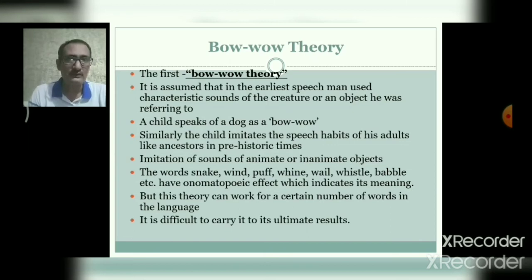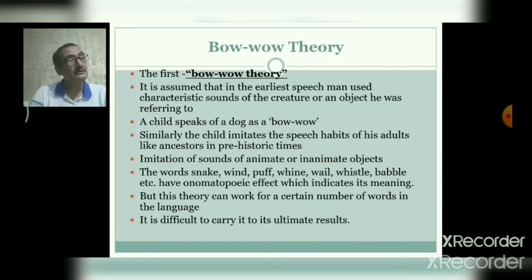Imitation of sounds of animals or inanimate objects was a routine process, and that used to help them communicate with the people of their society or the people around. It would be difficult to call it a society because there was no civilized society, and society without civilization cannot be called a society.